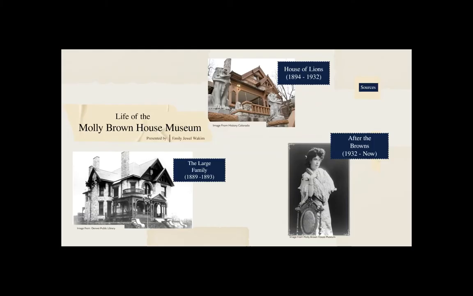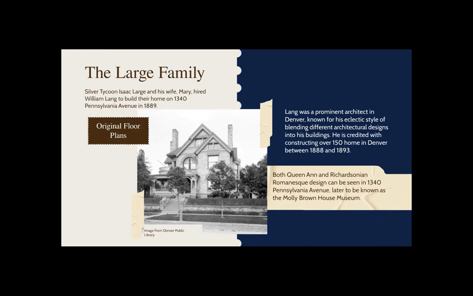The rags-to-riches story of the Molly Brown House Museum is truly exemplified by the first and second owners of this magnificent Denver home. Isaac and Mary Large gained their wealth through investments in Colorado's silver mining industry. Their substantial wealth allowed them to hire George W. Clayton to build their home in the prestigious Capitol Hill neighborhood.